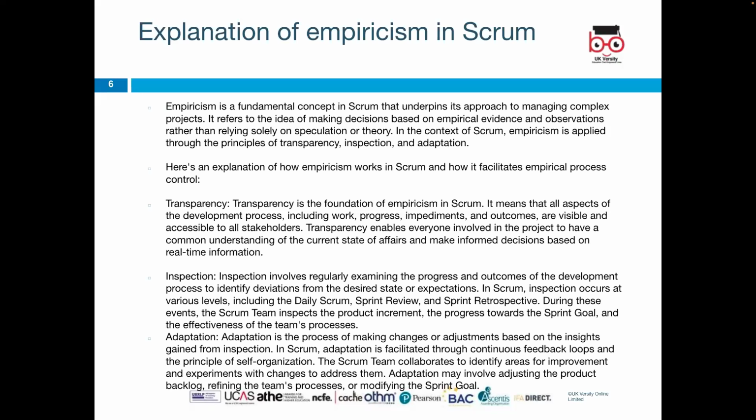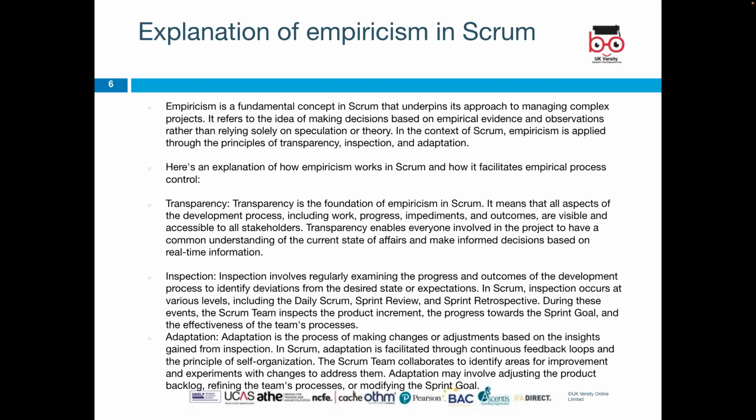The next one is inspection. Inspection involves regularly examining the progress and outcomes of the development process to identify deviations from the desired state or expectations. So inspect the progress regularly so that the people involved don't deviate from what the stakeholder needs. In Scrum, inspection occurs at various levels, including the daily Scrum, sprint review, and sprint retrospective. During these events, the Scrum team inspects the product increment, the progress towards the sprint goal, and the effectiveness of the team's processes.